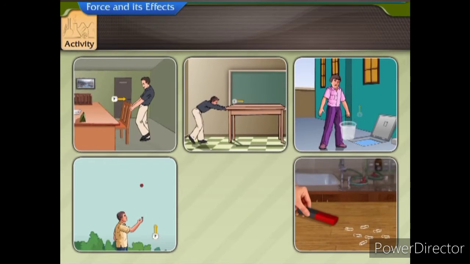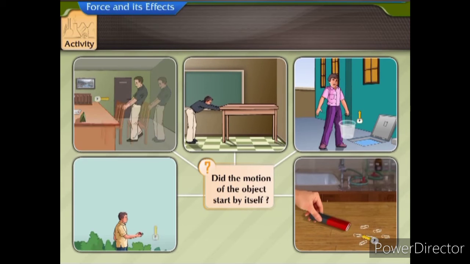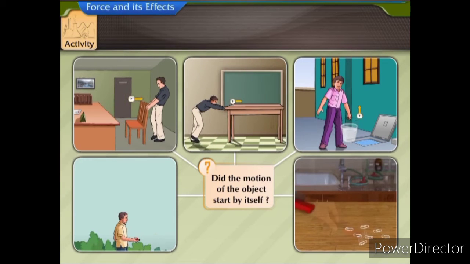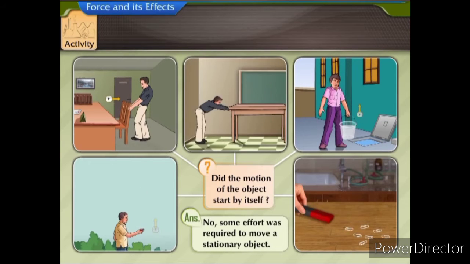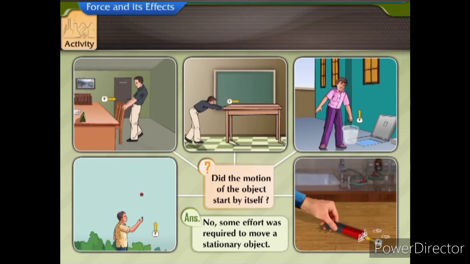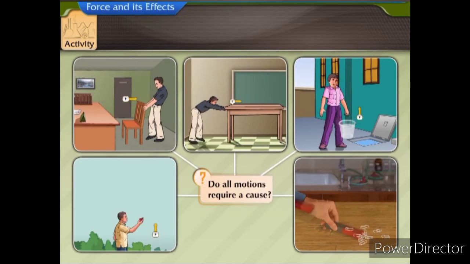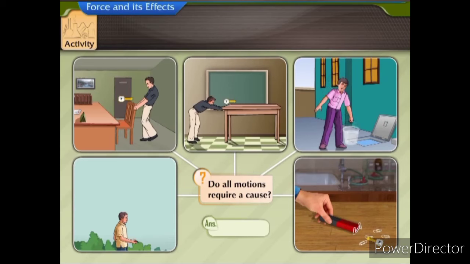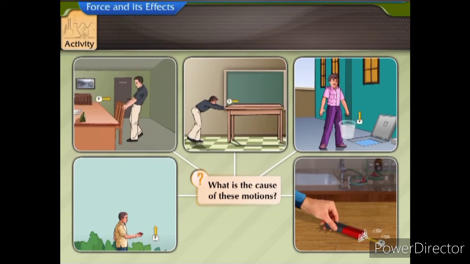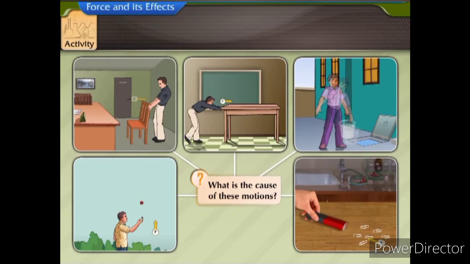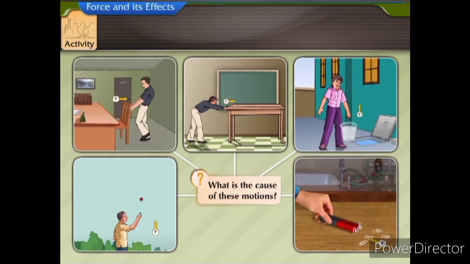In the above activities, did the motion of the object start itself? That is, without any efforts? No. Some effort was required to move a stationary object. Do all motions require a cause? Yes, they do. Then what is the cause of this motion? In this chapter, let us find answers to these queries.